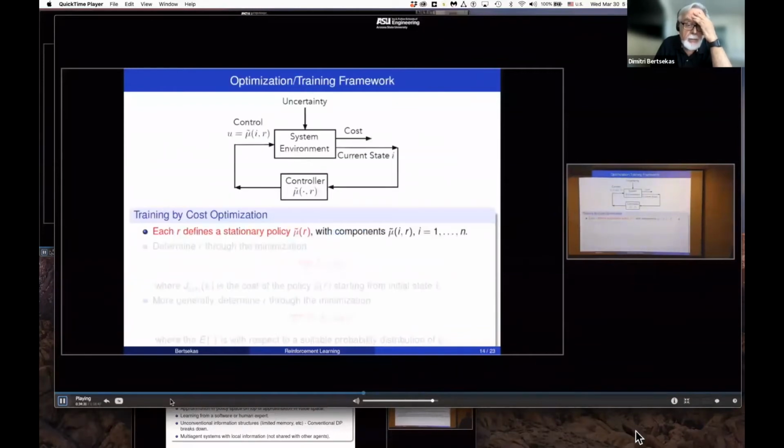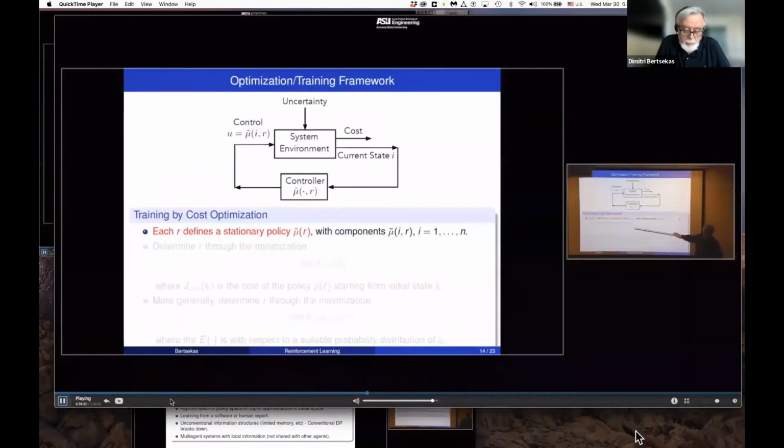The general training framework that we are considering is one whereby we have our system that is driven by some uncertainty and generates a state or a belief state, which is fed into a controller. Now the controller is parametrized with this r. For each r, there's a different controller, and this controller applies control, and there's cost generated. So this is the generic dynamic programming setting with approximation in policy space.